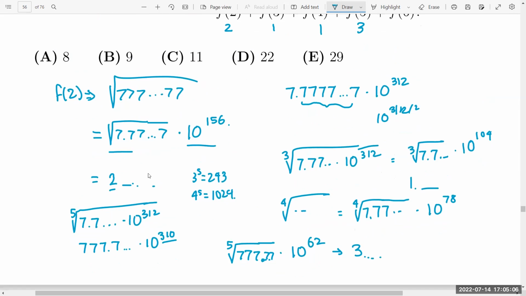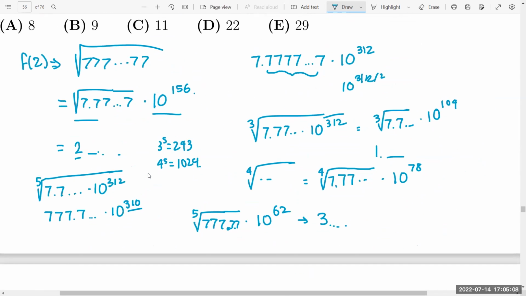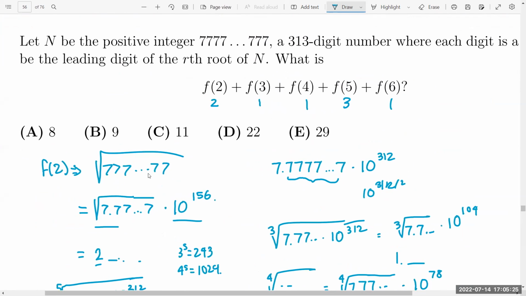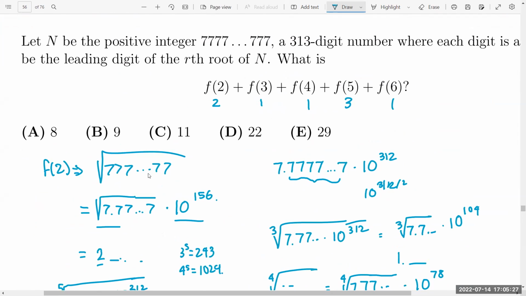And finally, f of 6. It's the same thing. The 6th root of 7.7 and so on, times 10 to the, well, 312 is divisible by 6. In fact, 312 over 6 is 52. So we get the 6th root of 7 again, and that starts with 1. So the total sum after we do that is 2 plus 1 plus 1 plus 3 plus 1, which is 8.